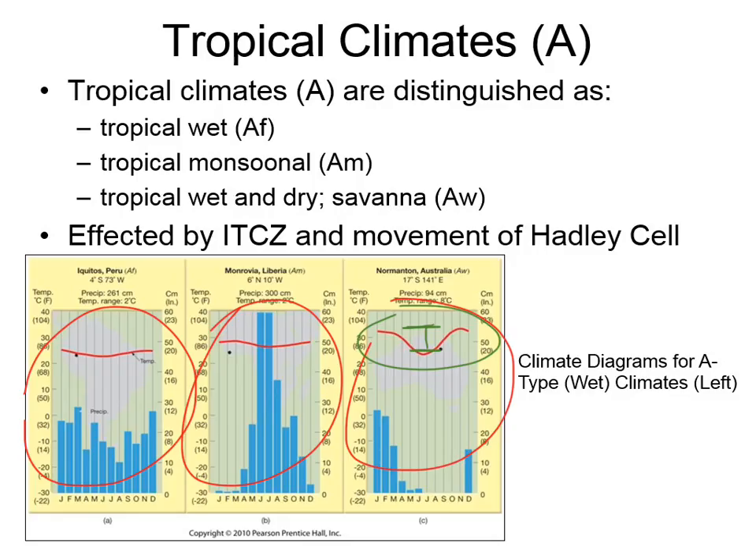So actually, for the A-type climates, I think I'm only going to take you through 3, not 4. We have an AF, that's the first one. We have an AM, and there is an AW. Those are the 3 different climates there.